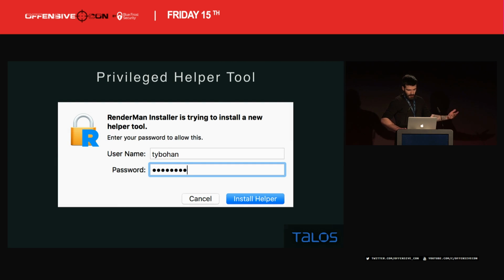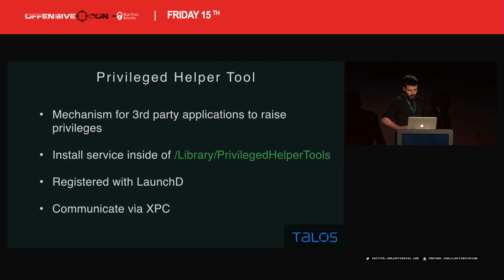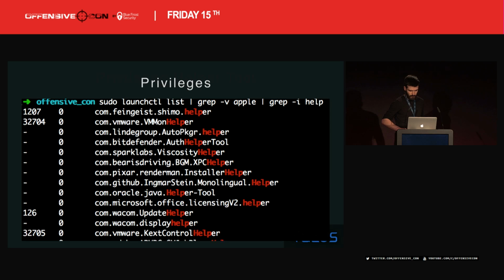Okay? And that brings up the privilege helper tool. So what is a privilege helper tool? It's a way to use cross-process communication and launchd for third-party applications. So a third-party application is going to put their software here in library privilege helper tools. They're going to register it with launchd, and they're going to sit there and listen and communicate via cross-process communication. So you're allowing third-party applications to sit on your computer and listen arbitrarily as root, and they're communicating via XPC.